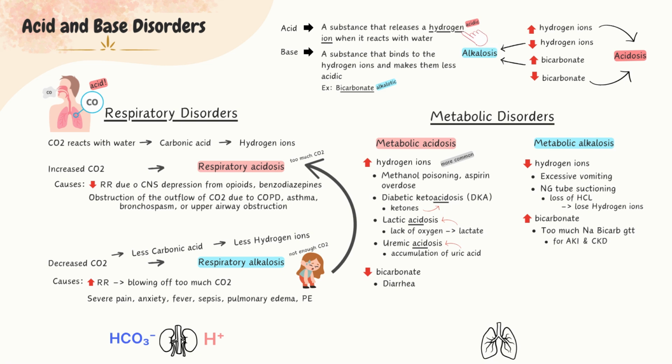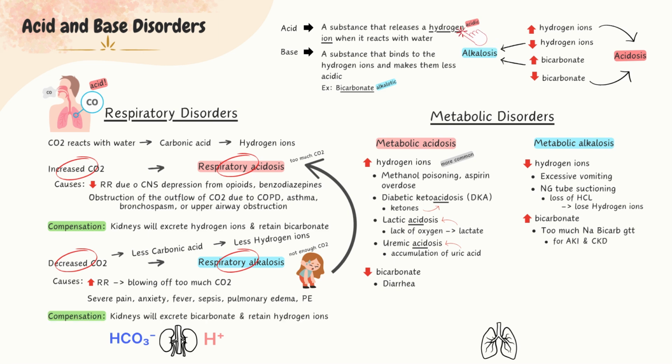For example, if a patient retains CO2 and goes into respiratory acidosis, the kidneys will try to compensate by excreting more hydrogen ions and retaining bicarbonate to make the blood less acidic. Vice versa, if the patient is blowing off too much CO2 and goes into respiratory alkalosis, the kidneys will excrete bicarbonate and retain hydrogen ions.